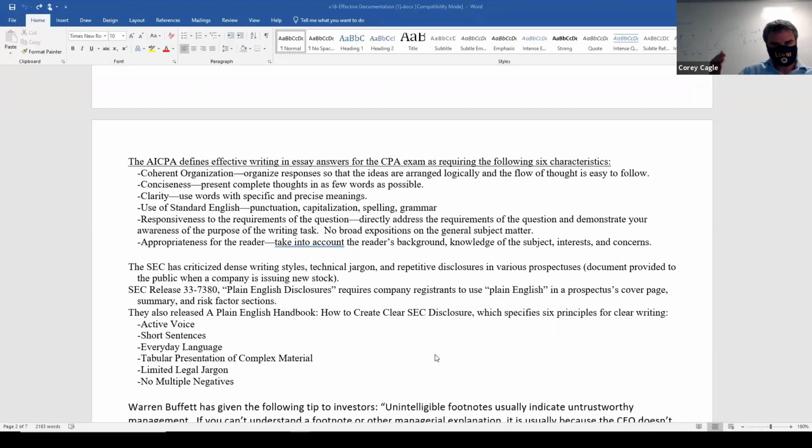Tying that into our example, there were some that led me over here and then led me back over here and then finally ended up here. And like, wow, that was a ride to figure out what the answer was. Conciseness, complete thoughts, few words as possible. Clarity, specific, precise meanings of your words.